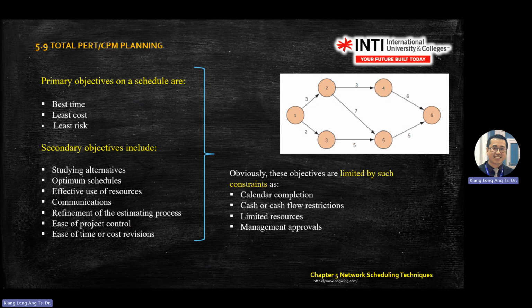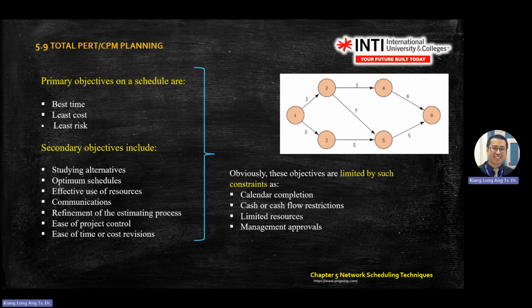Okay. Next section is 5.9 on total planning. You have two objectives if you have a schedule. The primary objective of the schedule is best time, least cost, and least risk. You want to get the optimum time in your project. You want to reduce the cost. You want to reduce the risk. These are the three main purposes why you need to do the network. Time, cost, and risk.